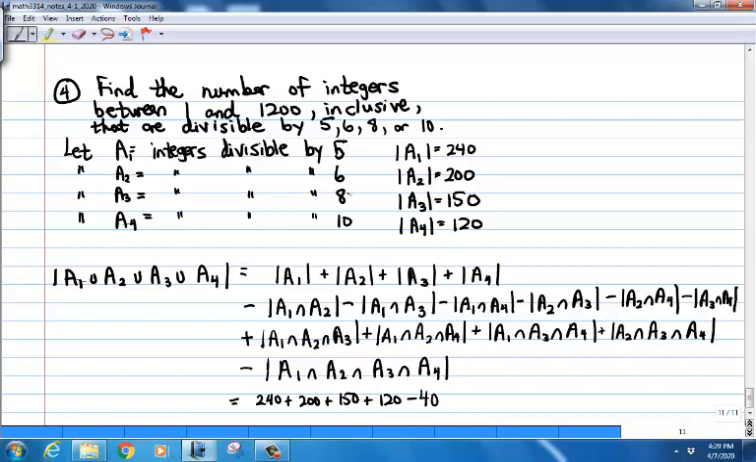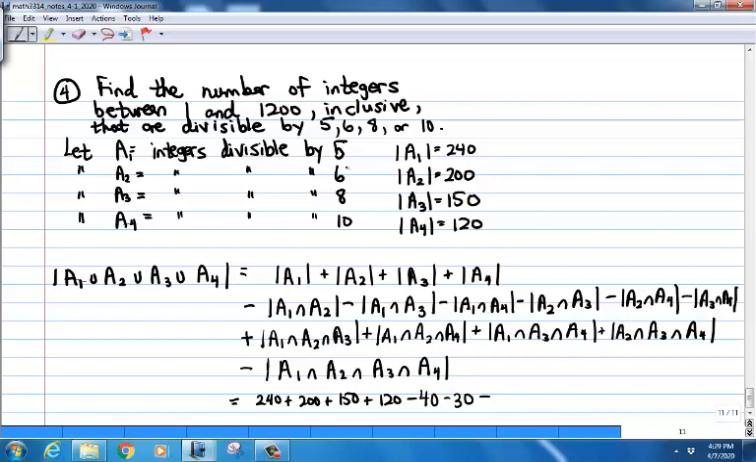A1 and A3, divisible by both 5 and 8, that means divisible by 40. There's going to be 30 of these integers between 1 and 1200 divisible by 40. Okay, did I do this right? So A1 intersect A2, that's 40. A1 intersect A3 is 30.